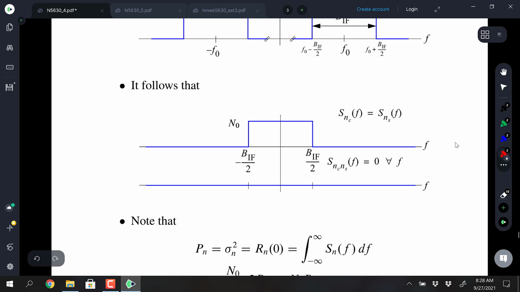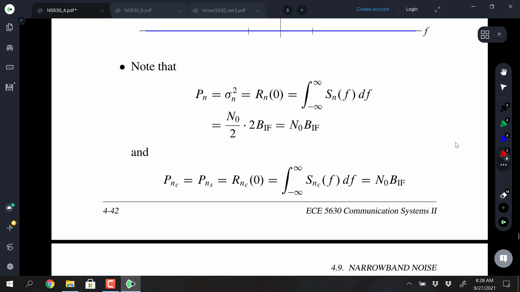And if you go ahead and integrate, we want to get the power in n, we integrate that or set tau equal to 0 in the autocorrelation function. This goes back to what I drew on that picture. We have the spectrum, which is N0 over 2, and then the upper and lower pass bands, each of bandwidth B_IF, so there's 2 of them, so then we get N0 times B_IF.